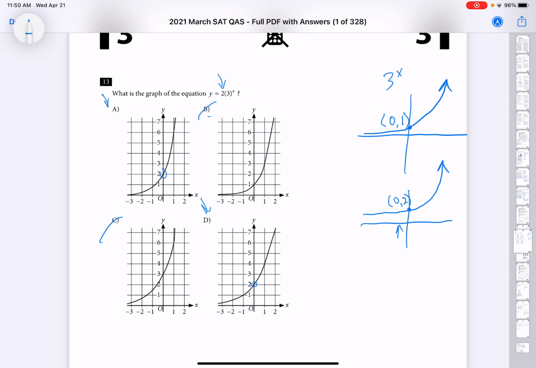Now, the next thing is we could just plug in a value to see what happens. So let's say x equals 1. What happens when x equals 1? We get 2 times 3 to the 1 power, or 3 to the first power. It'll be 2 times 3, and we get 6. So the coordinate should be 1, 6. Now, which one has 1, 6? This is a 1, 6 over here. This is a 1, 4. So D is out. The answer is A for number 13.